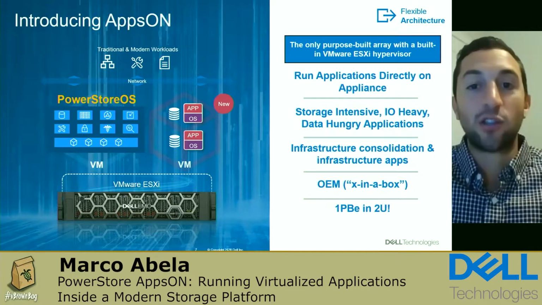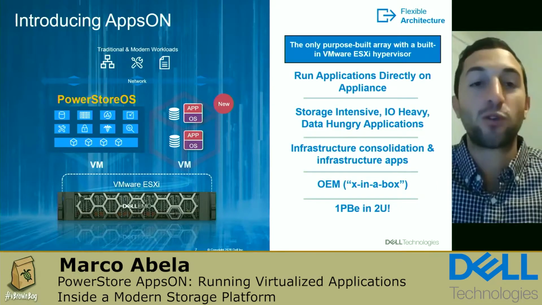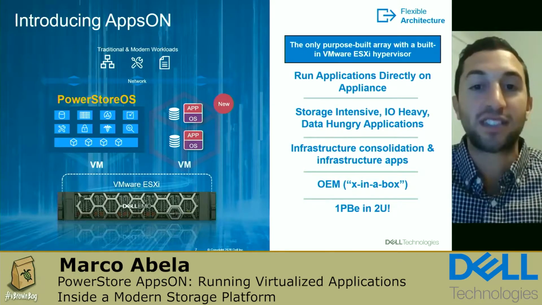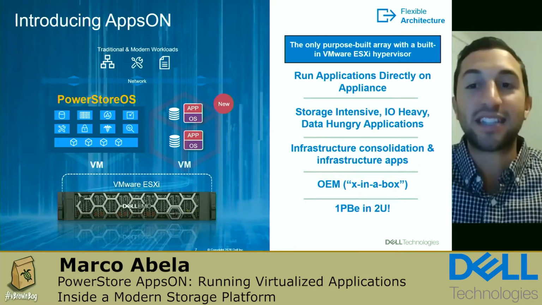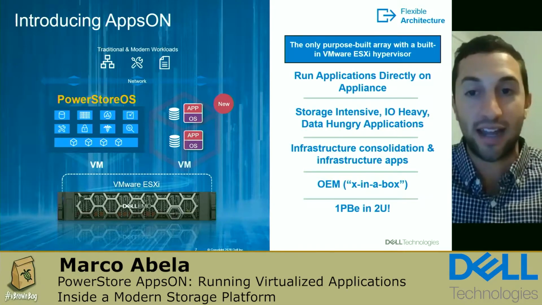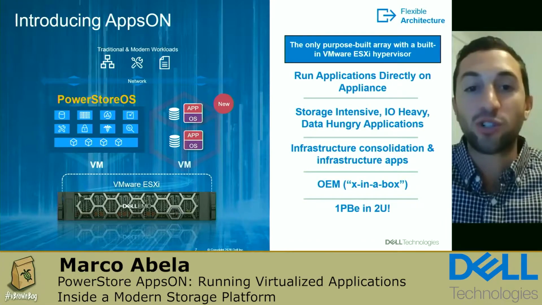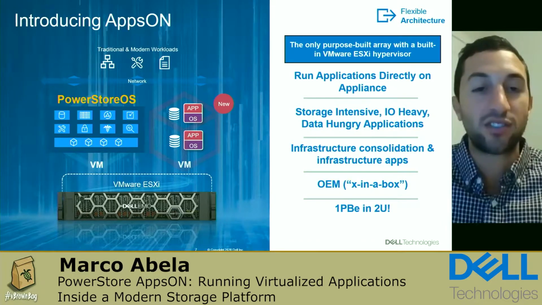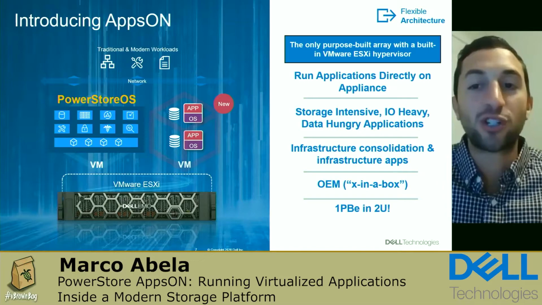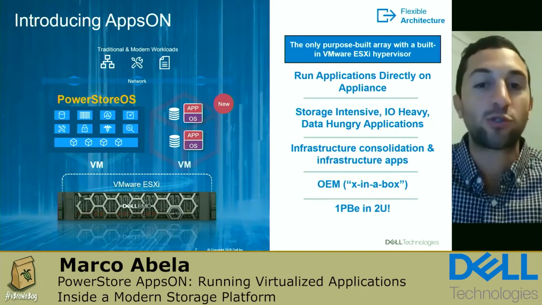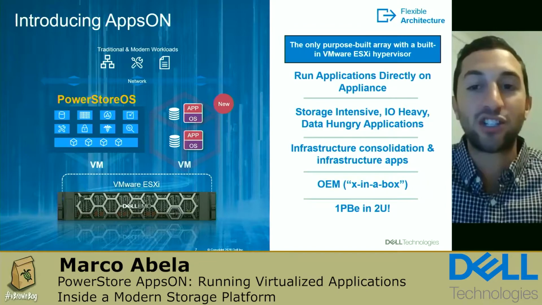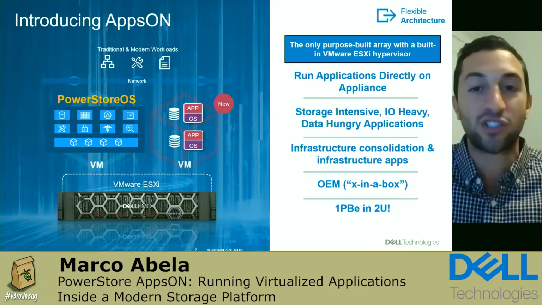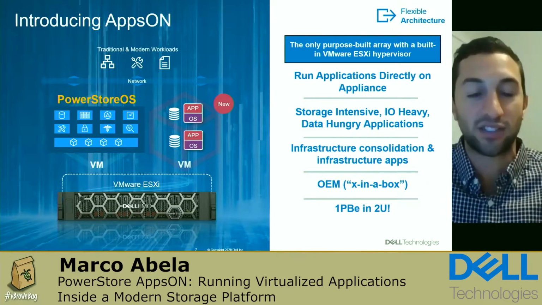What this allows is local compute to be exposed so that virtual machines can be run directly on the same PowerStore appliance using the same VMware tools to administer this that the majority of companies have already standardized on today. This is ideal for storage-intensive, data-hungry applications, OEM solutions, and infrastructure consolidation use cases, where PowerStore provides the ability to run applications protected in an active-active HA manner with enterprise data services, all in a single 2U appliance.